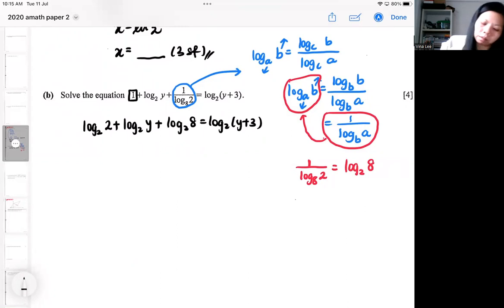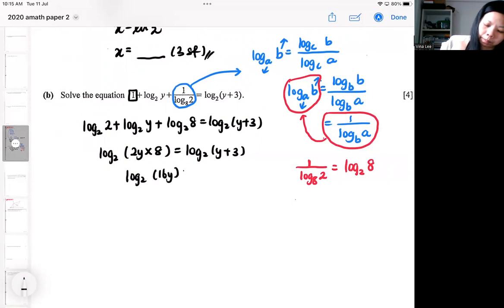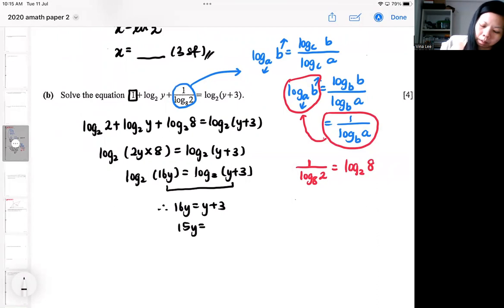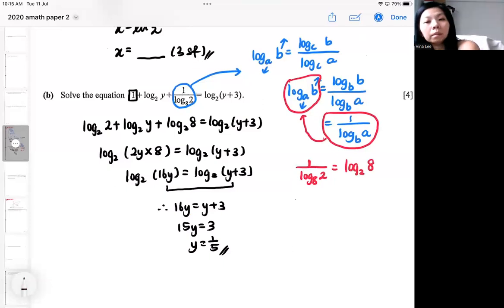So log plus log plus log will become a multiplication. It will be a 2y times x times 8, and you will get a 16y. Where you got the same 1 log on each side, you can compare both logs. When you compare both logs, you will get a simple equation for you to work with. So that will be how I approach this question.